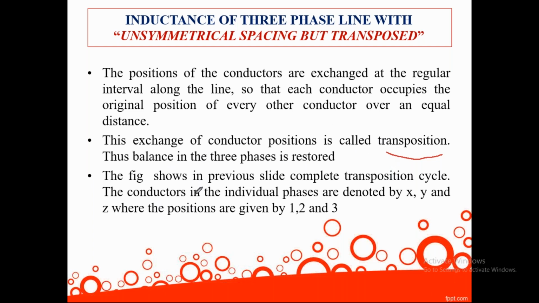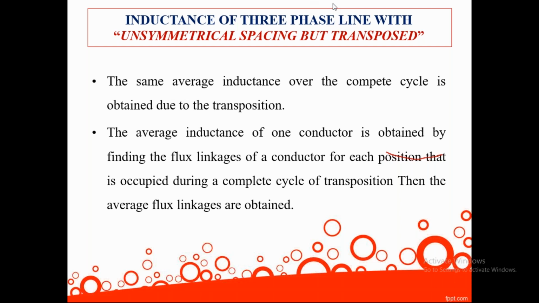And one more thing, the transposition structure we saw in the previous slide. What is the position of X, Y, Z in the transposition condition? Now, after finding this, what we are going to derive here, suppose we consider the X phase. At the first distance, it is in position 1. After the first interval, it is in position 2. And after that it is in position 3. It means the X phase keeps changing at a regular interval.